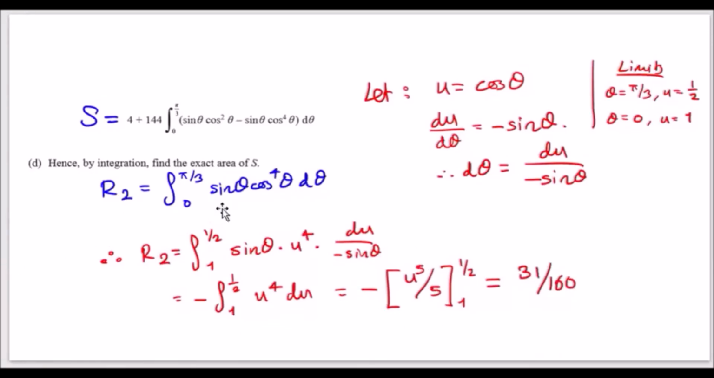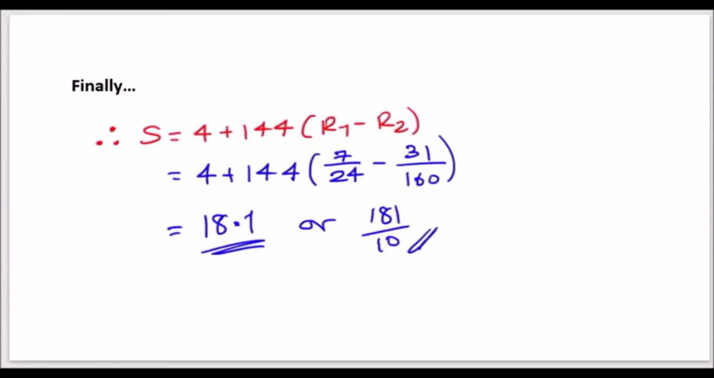For the second integral, it's the same thing, but now you have a power of 4. So you don't have to do these long steps. It's the same method, except you have a power of 4 instead. Everything's the same. So this becomes u to the 5 over 5, and that all simplifies to 31 over 160. So now with our given values of R1 and R2, we can finally plug into the original equation here, and done. You should get 18.1.